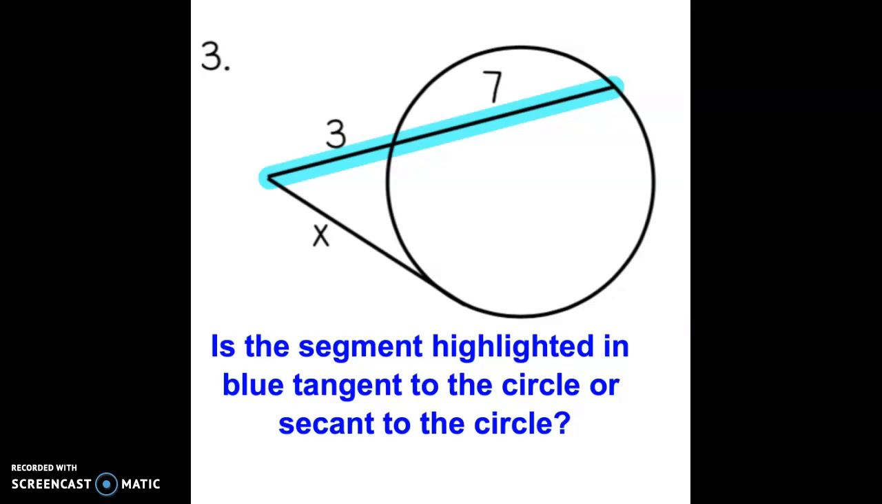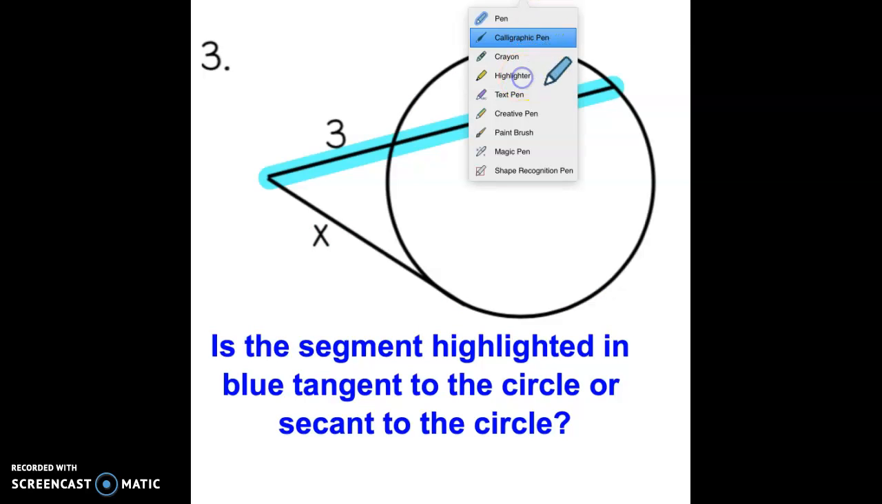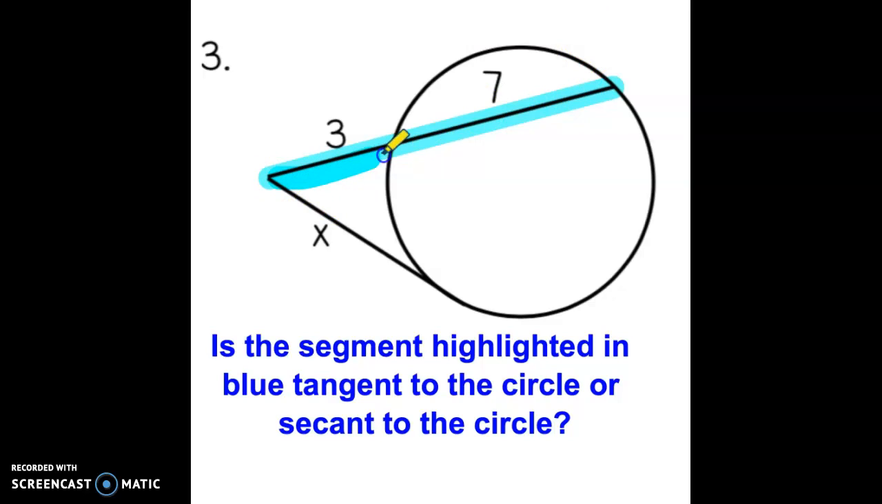Here, so another question. Now we have a circle. On this circle we have 2 segments. One of them is secant to the circle and one of them is tangent to the circle. So the next question is the segment highlighted in blue? So this one that's already highlighted in blue right here. Is this segment tangent to the circle or secant to the circle?